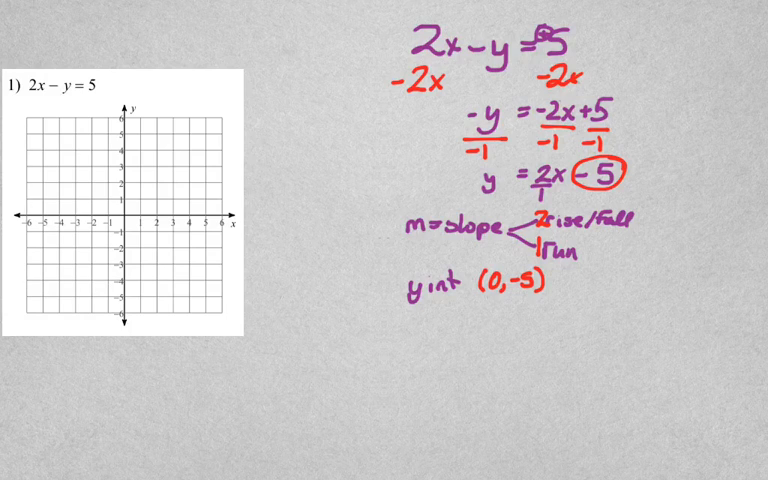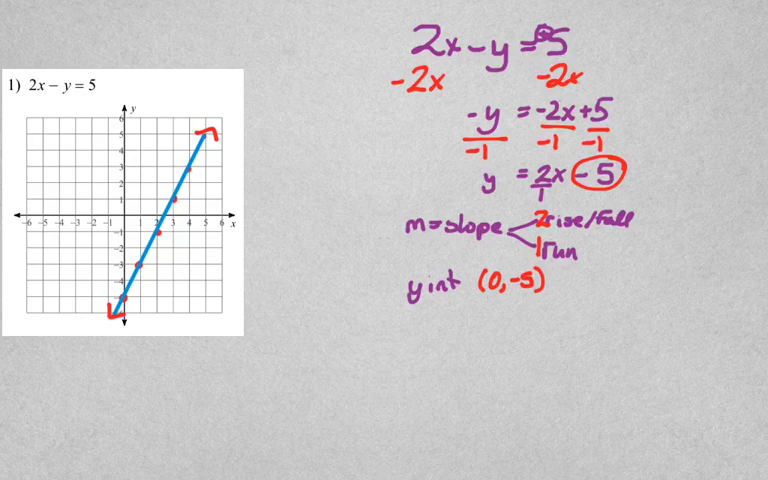Now I'm going to come over and graph that. So my y-intercept was negative 5. And from there, I rose 2, went right 1. Rose 2, went right 1. And I keep doing that until I get off my graph paper. And then I come back and I draw in a line. And I put arrows at the end of my line. And I am done with the graphing.